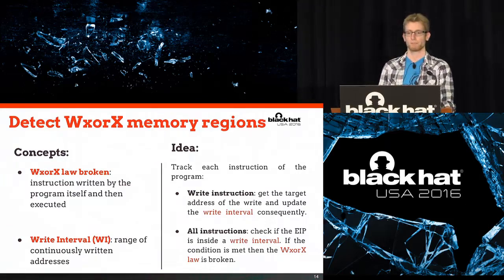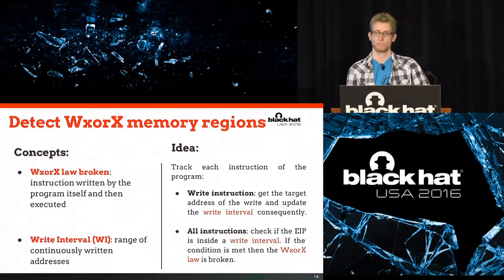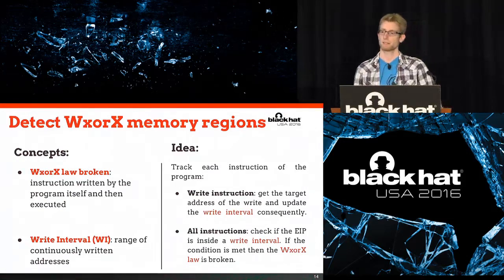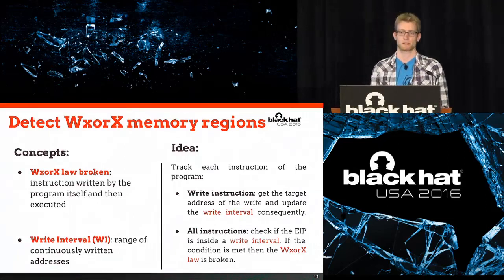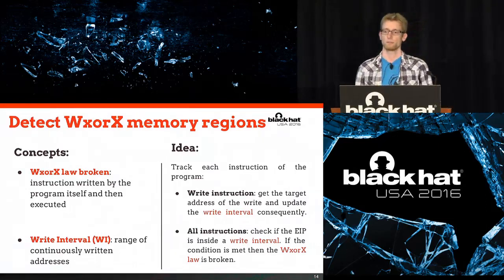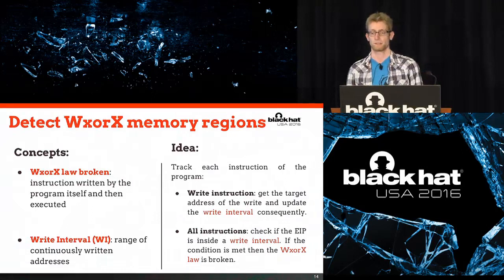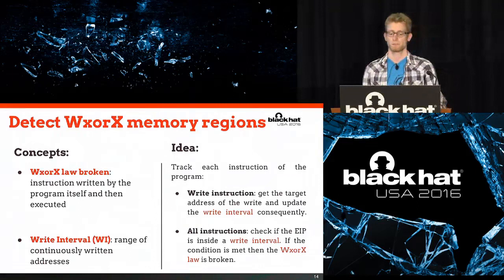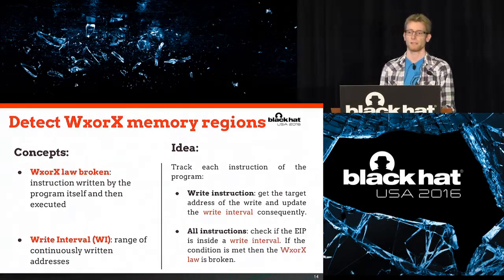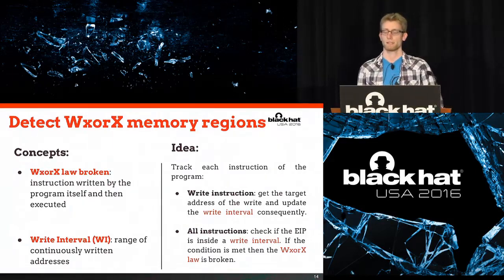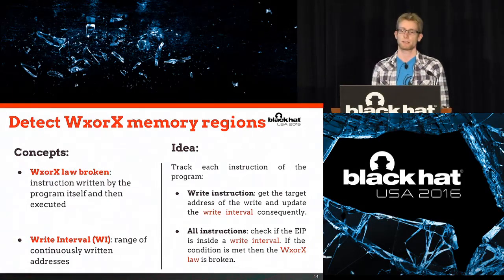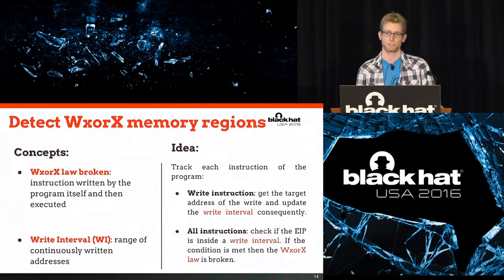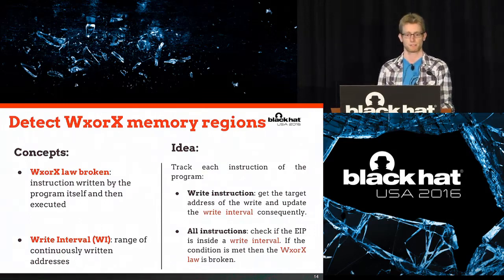We exploit the Pin functionalities in order to identify this memory area by tracking the write instructions and collecting their target addresses. Then we group together these target addresses in write intervals of contiguously written memory areas. Finally, we check if every instruction is executed inside one of these write intervals. And if this is the case, we say that this write interval has broken the W-XOR-X rule.